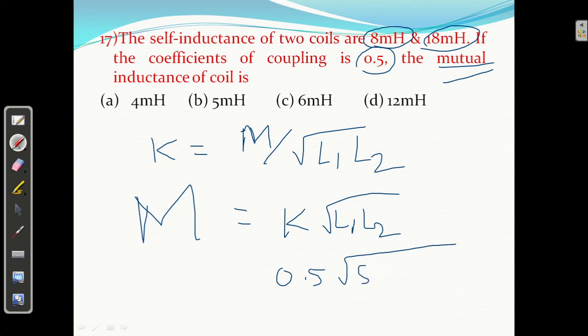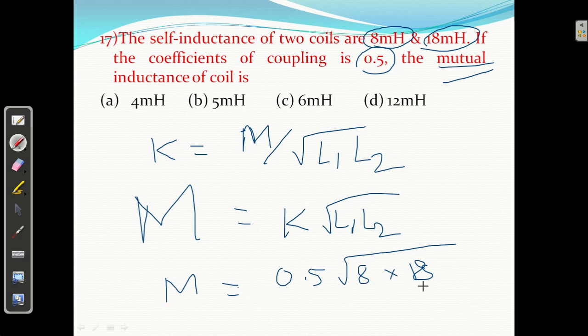L1 is given 8 and L2 is given 18. Please note, here there is no need to convert into Henry. It is given 8 millihenry, so M will also be in millihenry. If you convert, your answer will be in Henry, but it will become difficult. So no need to convert.